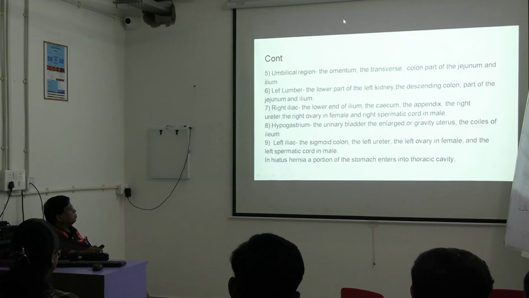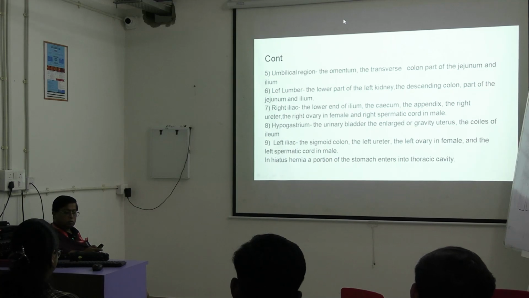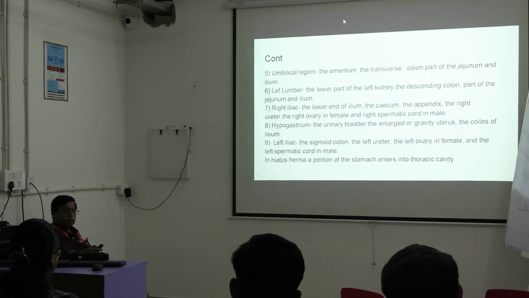In hiatus hernia, a portion of the stomach enters into the thoracic cavity. You know, in hiatus hernia, there is an inner hernia through the diaphragmatic orifice. The esophagogastric junction is drawn upward, and some part of the stomach may become a content of the chest. That is an abnormal situation, hiatus hernia, a portion of the stomach.